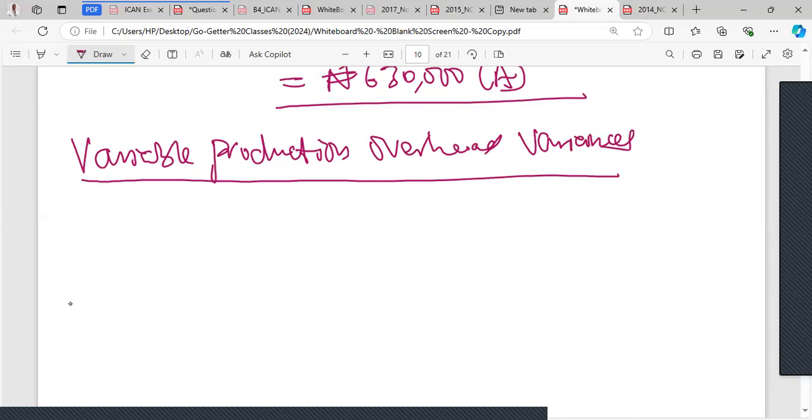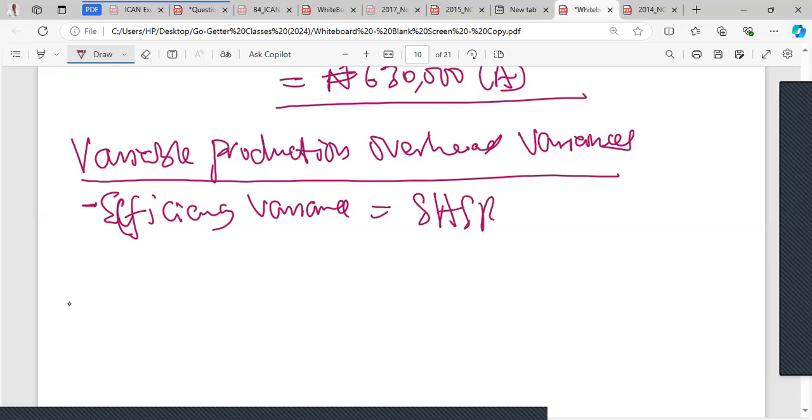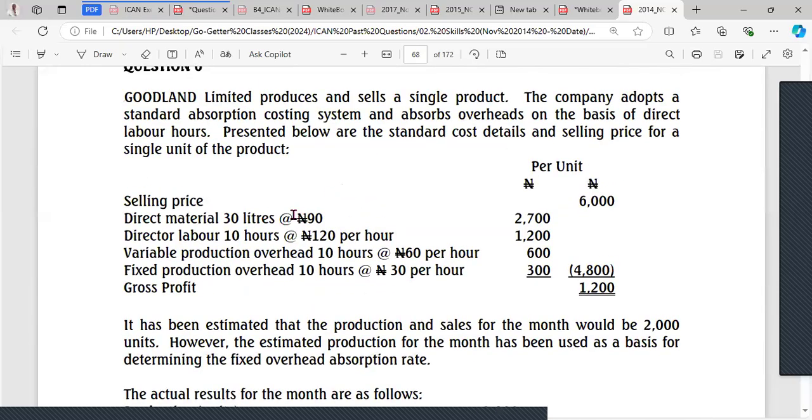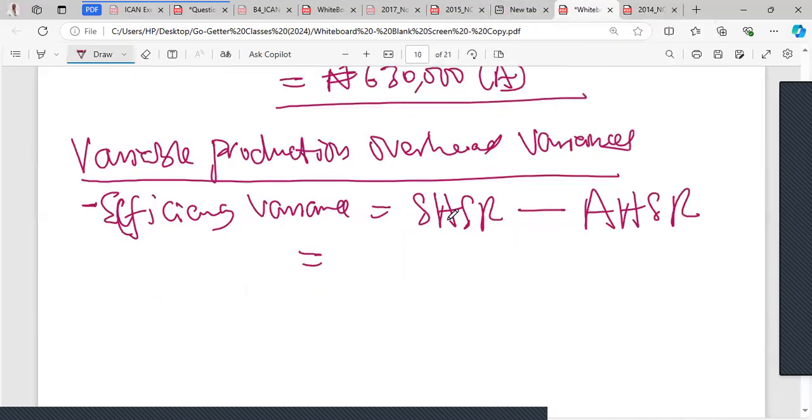Okay, so we have efficiency variance. Same thing as that of labor. We have standard hours standard rate minus actual hours standard rate. By now, you should be familiar with standard hours, actual hours, all of these. Standard hours is 10 hours, standard rate 60 naira, 10 hours, we produce 2,800 units.